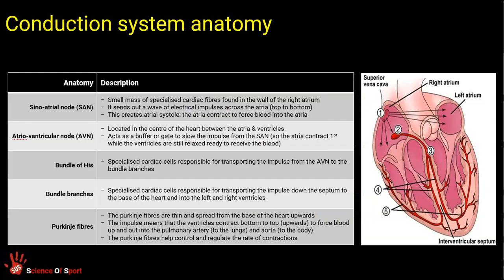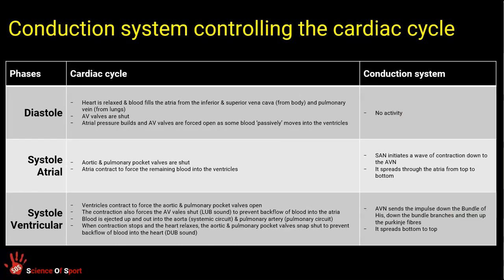So you can pause the video and have a look at this description of it. So this is more the anatomy, what these things are, what is the sinoatrial node, what is the AV node, what is the bundle of His, bundle branches, Purkinje fibers. That's more to do with the anatomy of the conduction system. Have a little read through that. But this is also quite an important one too.